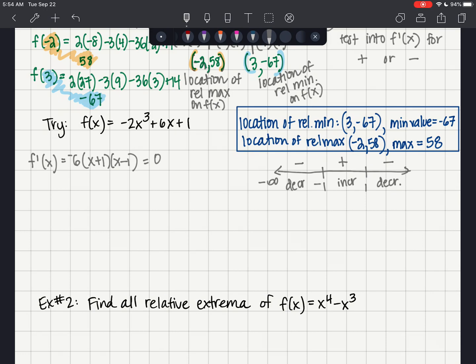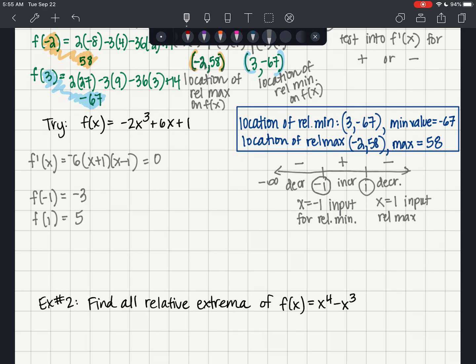So when we're going from decreasing to increasing, this is your input. X equals negative 1 is the input for a relative min, and x equals 1 is your input for a relative max. F of negative 1 is actually going to be the minimum value. So f of negative 1, when we put that in, we get a negative 3. And f of 1, we get a 5.